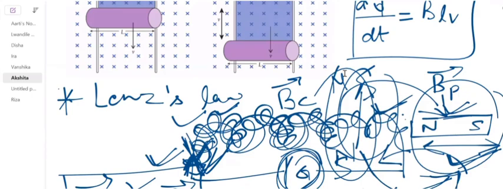Coil in changing magnetic field. So basically what happens is a magnet is moved towards the coil, and it is moved away from the coil. Let me show you in the diagram.